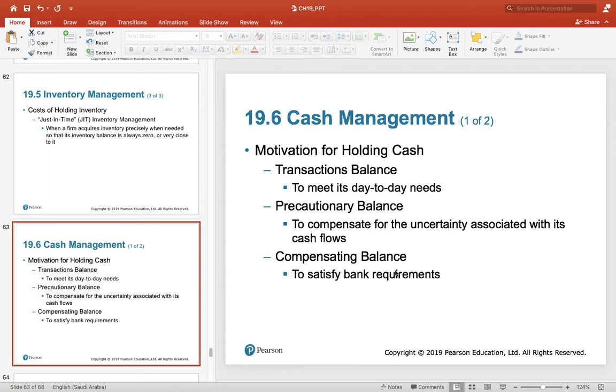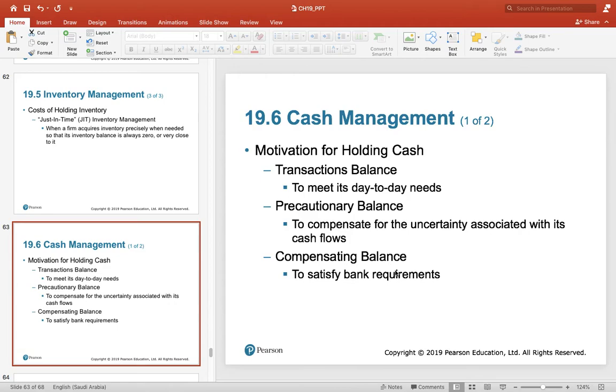Now we will go to the last section, cash management. What is the motivation of holding cash? Why is cash required? Three different answers come here. Economics says three different uses of cash: transaction purpose, precautionary purpose, compensating purpose. So the cash balance maintained for transactions is transaction balance. The cash required for precautionary need is precautionary balance. The cash required for compensation is compensating balance.